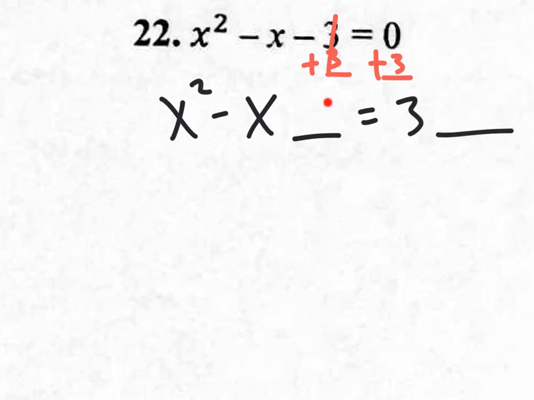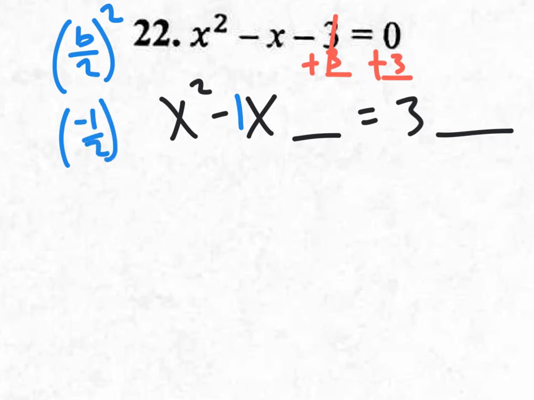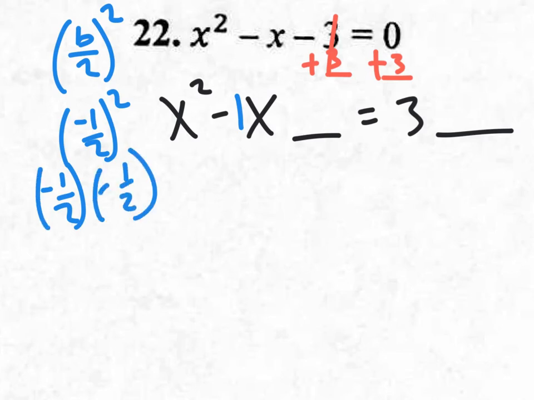How do you find this perfect c value? You simply look at your b value, which we all should see is -1, and you got to take half of -1, which is simply -1/2, and then you got to square it. Remember your notes. You have (b divided by 2) squared. So think about that. -1 divided by 2 squared, that's really going to be -1/2 times -1/2. And that'll be your perfect c value of +1/4. So you're going to put a +1/4 right here. You're going to put a +1/4 over here.